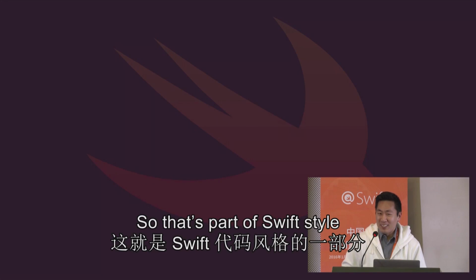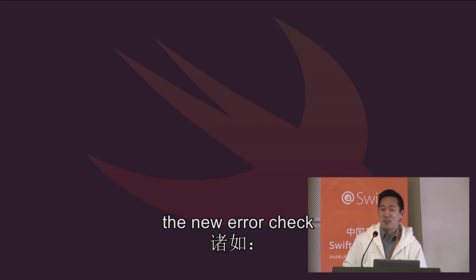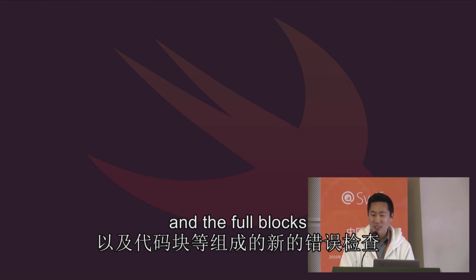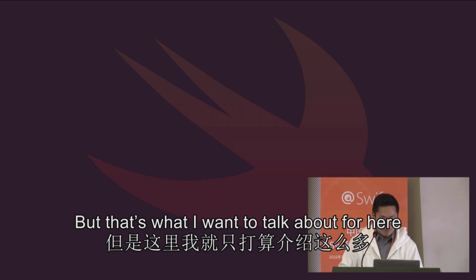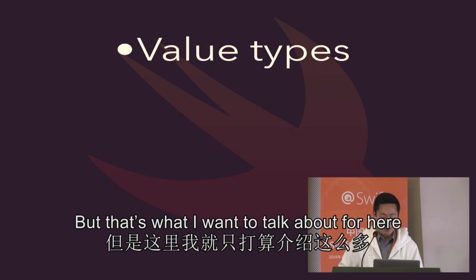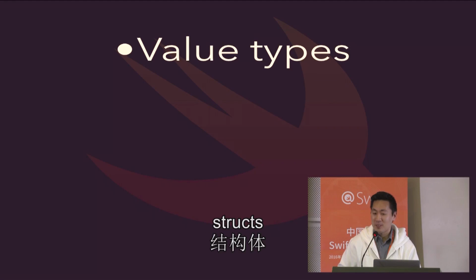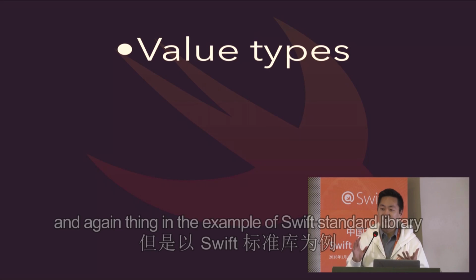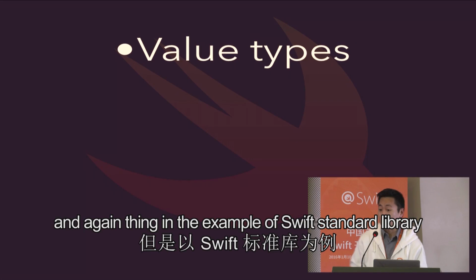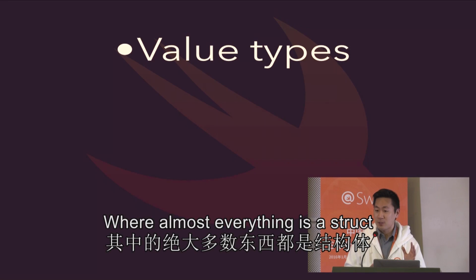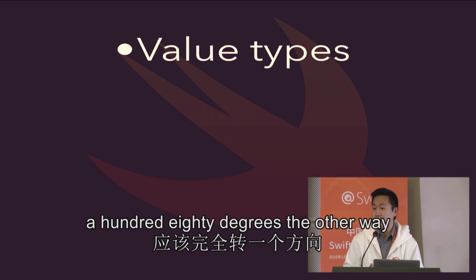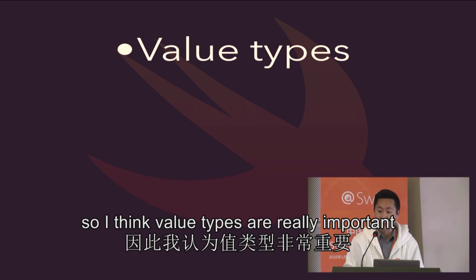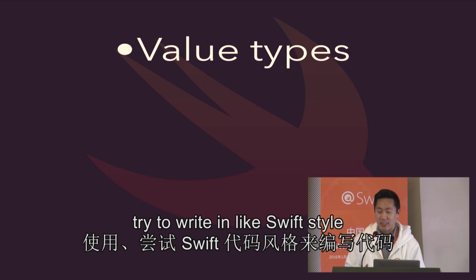So that's part of Swift style. There are other things like the new error handling in Swift 2 with try and catch, and defer blocks, and things like that. But that's what I wanted to talk about here. So we had value types, again, structs, enumerations, not as common, but use those enumerations. And again, seeing in the example of the Swift standard library, almost everything is a struct. So we've gone completely 180 degrees the other way, where we used to be all classes, and now we're all structs. So I think value types are really important to use when trying to write in a Swift style.